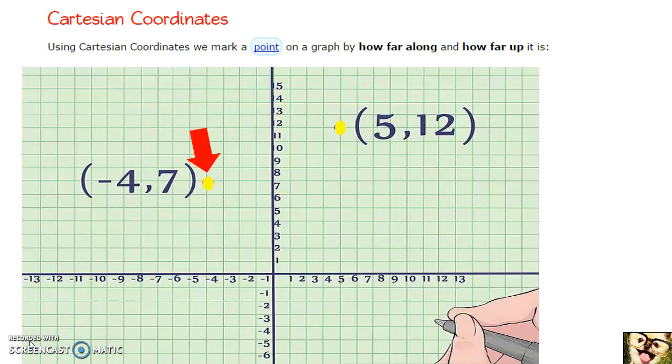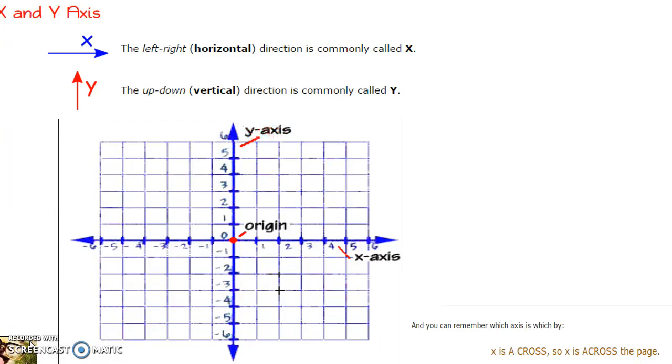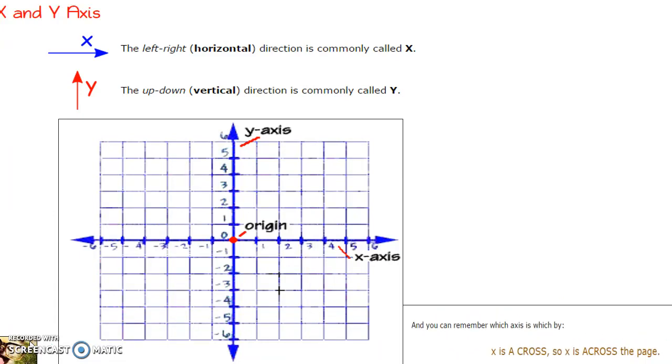Take a look here, and this is -4 on the x-axis and then +7. It moved up on the y-axis. This one marks +5 on the x-axis and +12 on the y-axis. So again, we move from left to right in the horizontal direction, and that is our x-axis. When we move up and down vertically, that is our y-axis, and it all originates right in the middle at the origin. One way you can remember that is x is a cross, so x is across the page.